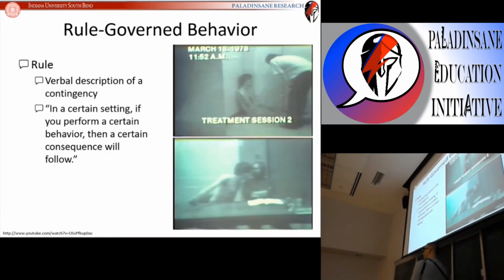And rules can be used to change behavior, and you have this rule-governed behavior. So rule-governed behavior is the way that we learn a lot of the behaviors that we do. Classical conditioning and operant conditioning are the two major forms of learning. But we also go through observational learning. We learn from watching other people. And we also go through rule-governed learning, changing our behavior by these verbal descriptions of certain rules.